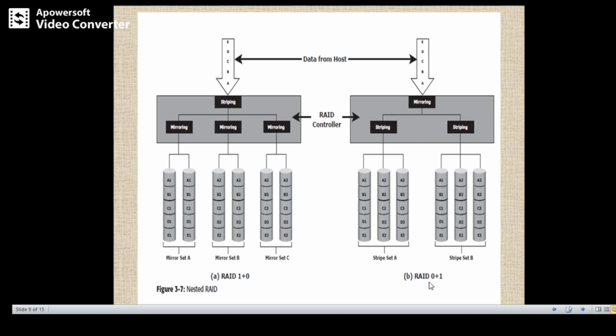Similarly, the reverse operation is RAID 0 plus 1. So here mirroring will be done first, and later the striping concept will be applied.